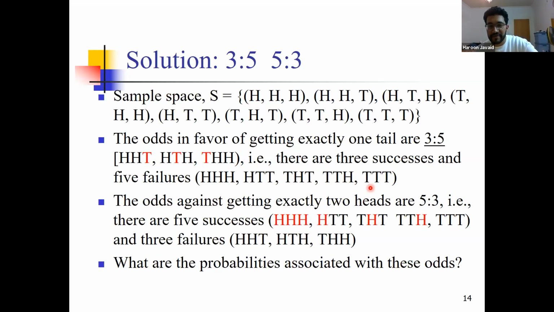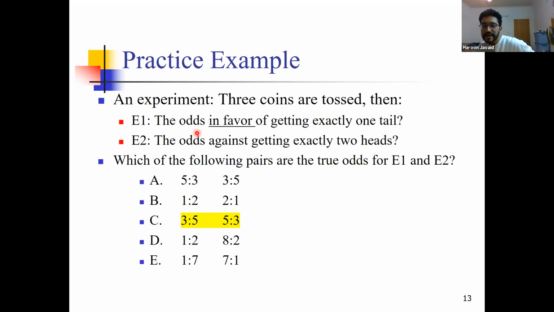There are 8 possibilities, okay? These are them. I am not going to waste time trying to think of them. So basically you list all the possibilities, okay? Then they ask you the odds in favor of getting exactly one tail.